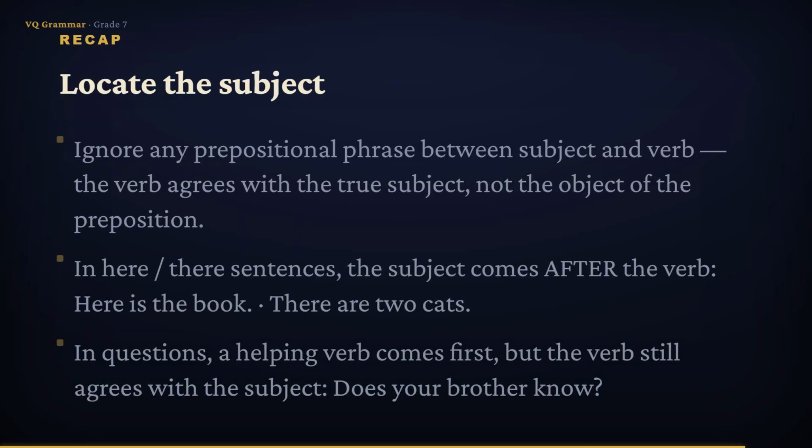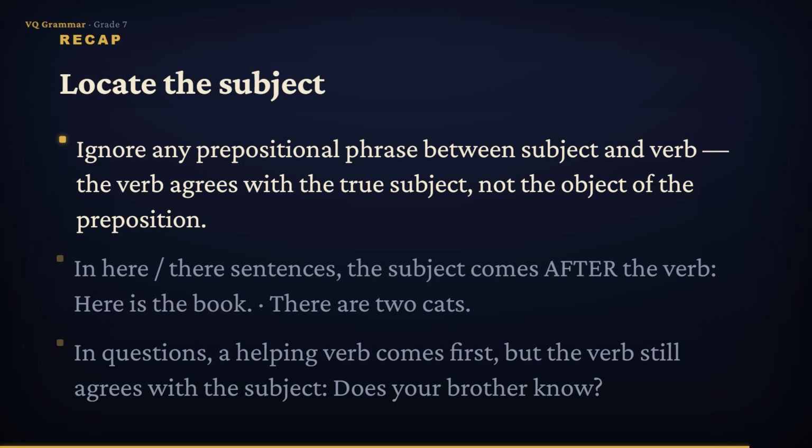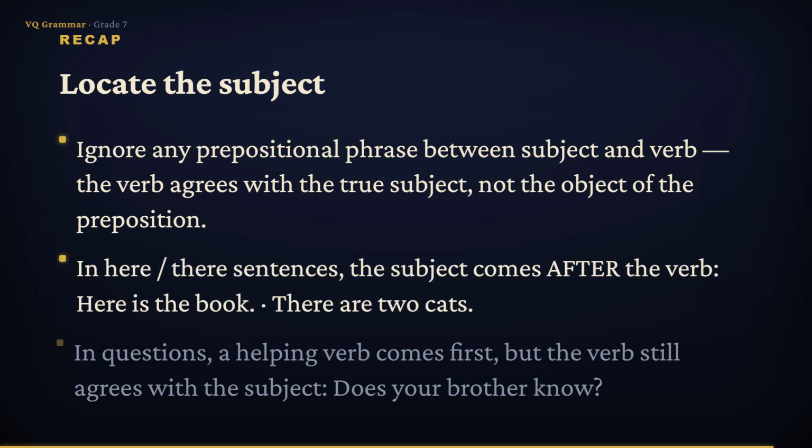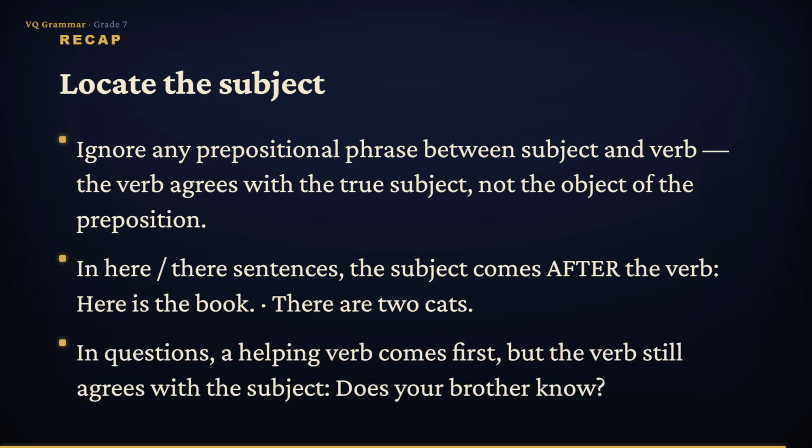Let's gather up what we learned. A verb always agrees with its real subject, even when other words come between them. So ignore any prepositional phrase that sneaks in. The verb agrees with the true subject, never with the object of the preposition. In sentences that begin with here or there, the subject hides after the verb. And in questions, a helping verb jumps to the front, but you still match the verb to the subject behind it. Find the real subject first, and the verb falls right into place.